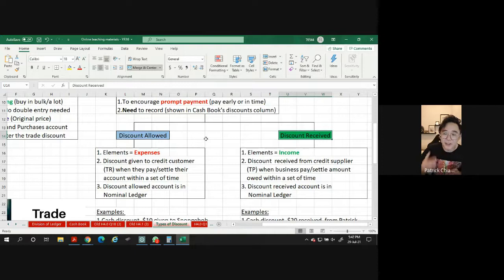All right. It's like someone owes me $10, and I tell my customer, if you pay me early, okay lah, you just give me 9 lah. So the $1, what happened? The $1 becomes my expense, like my loss, since they pay early. And then for discount received, same thing. If I pay my supplier early, then I just need to pay less, so I earn a discount received.